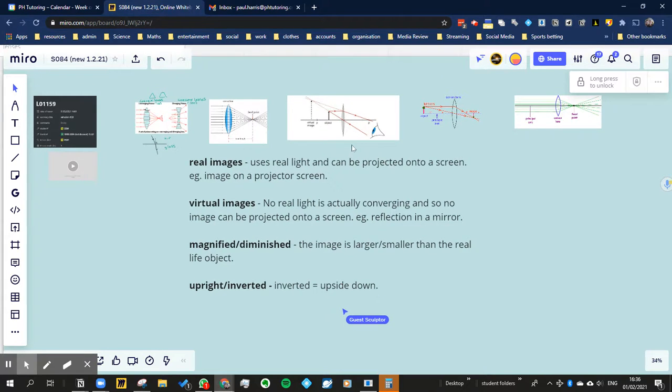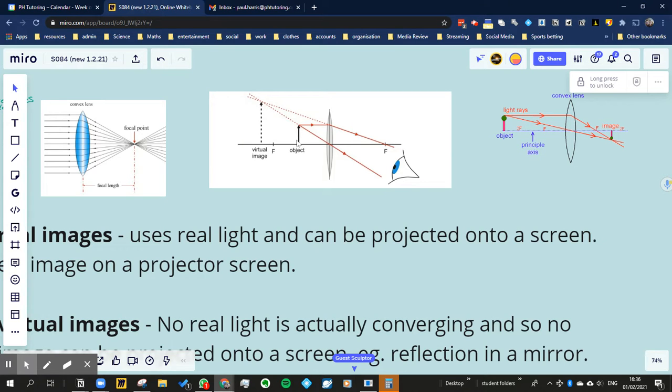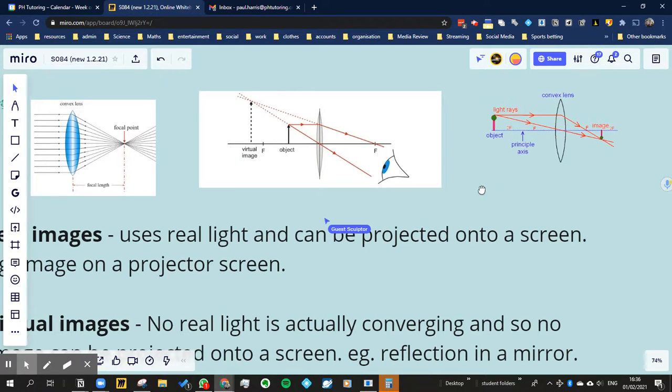So, if we look at these examples here, we've got the object here, and we've got the virtual image here. Now, the image is virtual, so that's the first criteria. It's increased in size, so it's magnified, and it is upright. So it's the same way up, it's the right way up. It's magnified and it's virtual. So those are three different ways we'd describe that image.